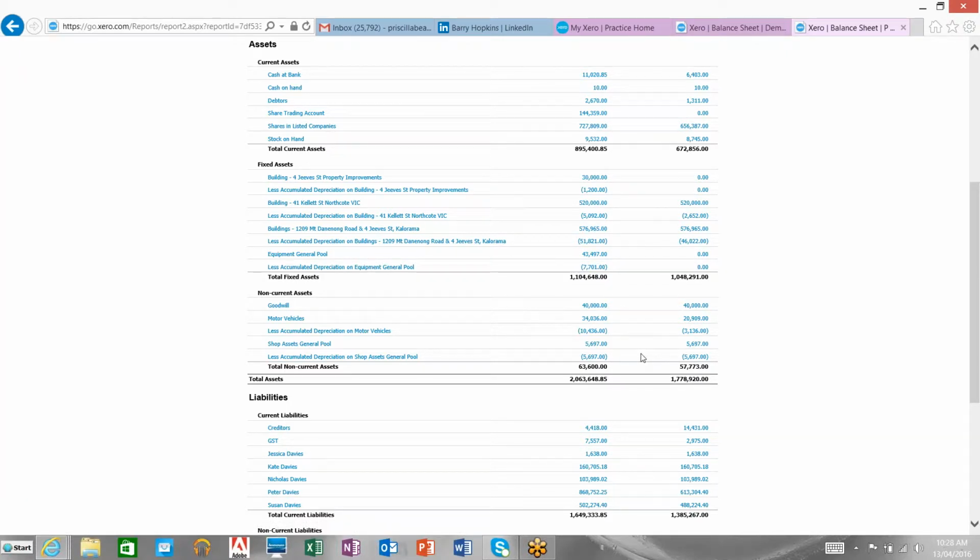General pool depreciates at 30%, and additions to the pool depreciate at 15%. Additions during the year, it doesn't matter the date. And disposals the same, we depreciate at 15.